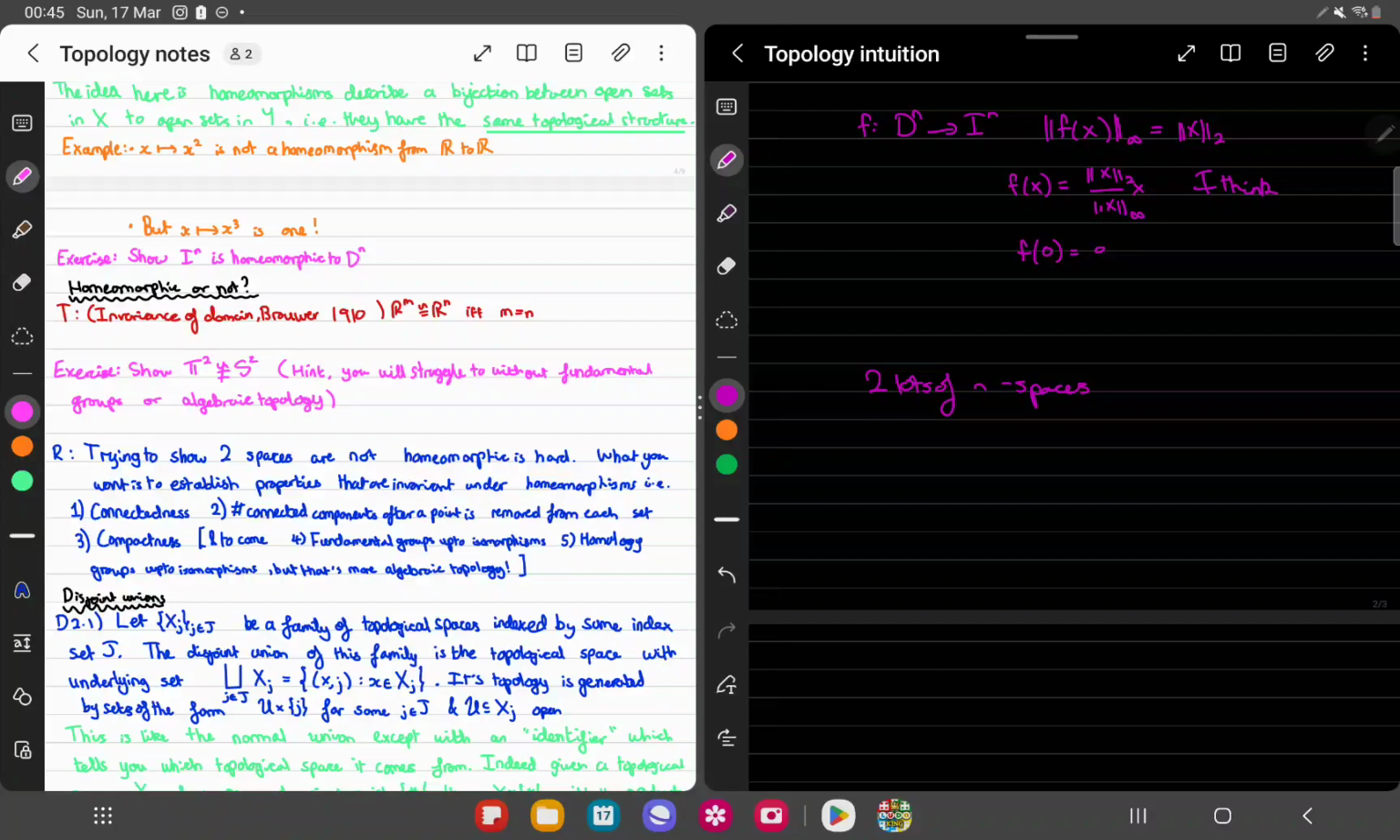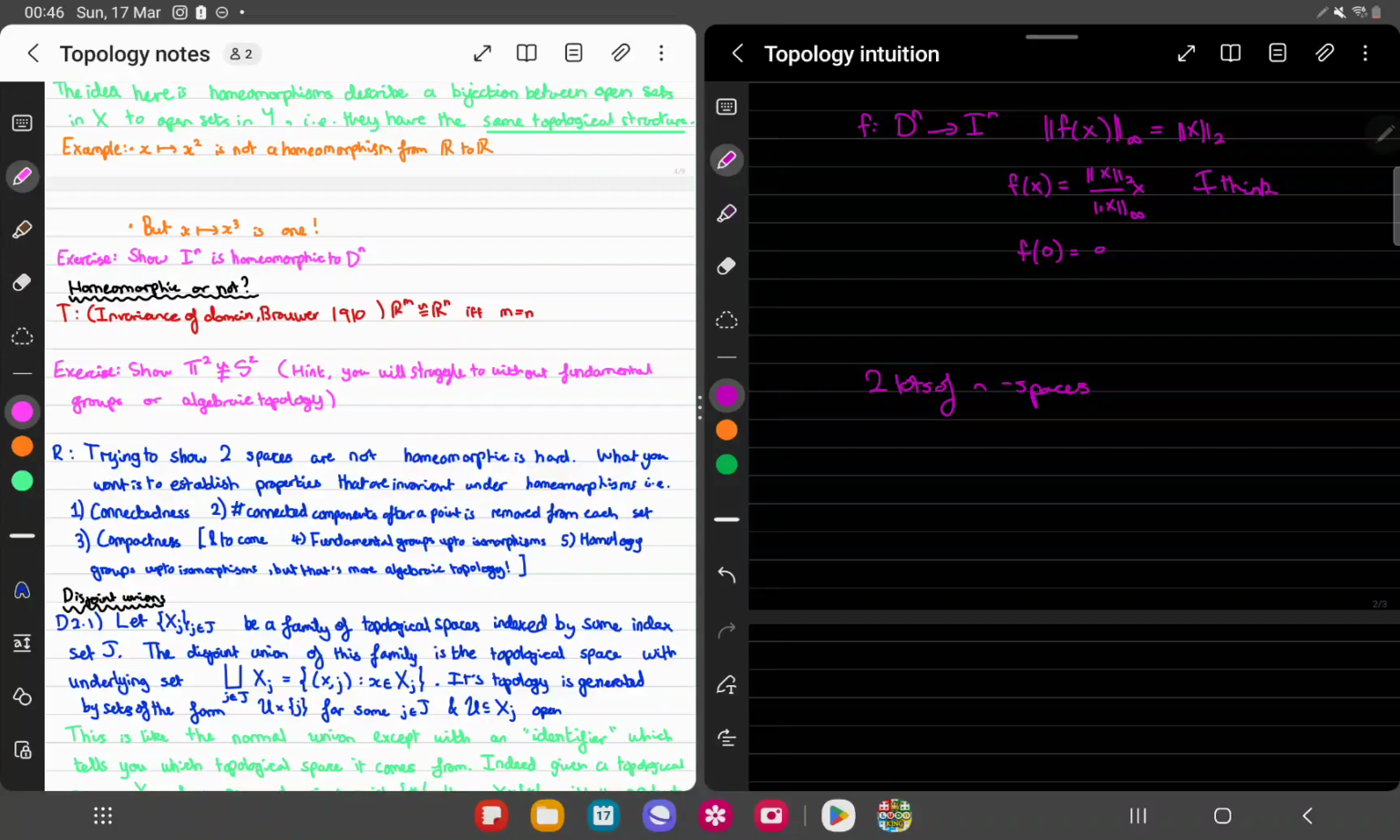There's an exercise that says, show that the 2-torus, so the one-holed donut, is not homeomorphic to the sphere in 3 space. So the sphere, like the boundary of a sphere, I guess, not the circle, the bigger one, the surface of a basketball, if you will. A basketball without a puncture. I know that one of you mentioned this, it hurt me, okay? Hint, you will struggle to do this without fundamental groups or algebraic topology.